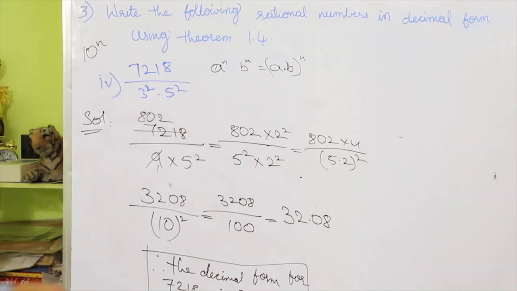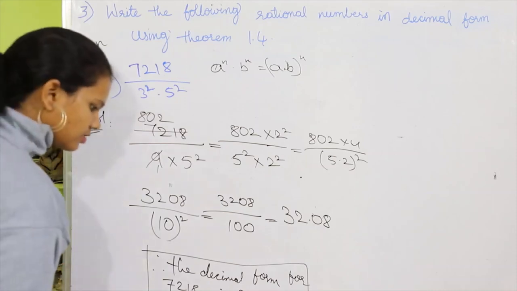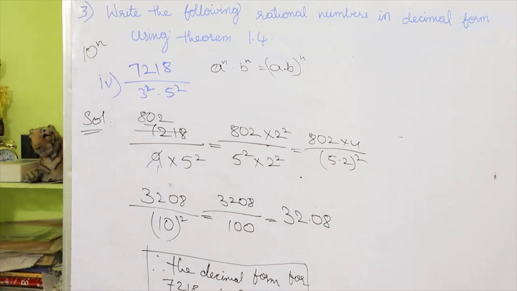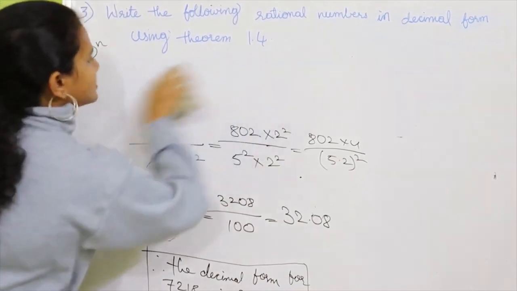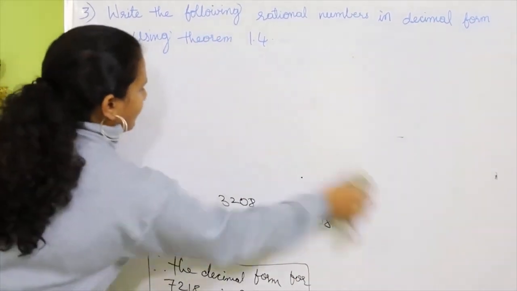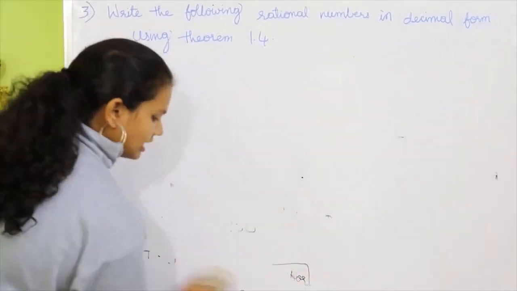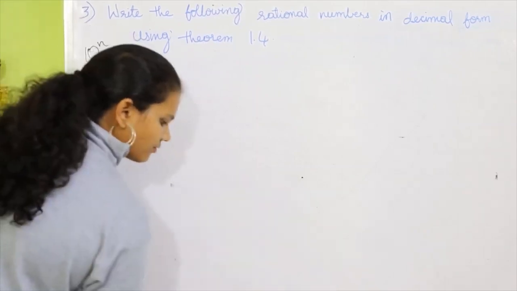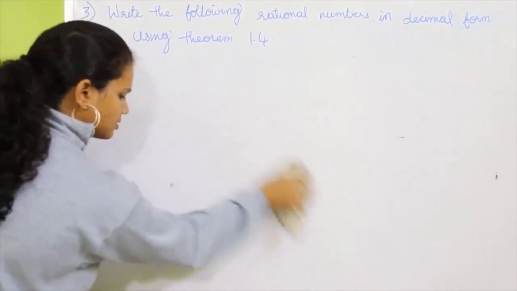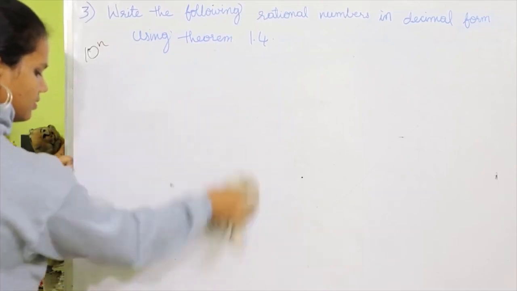Now let me go for the fifth one. Done with the fourth one. Let's go for the fifth one. This is the last one. Okay, we came to the last one. Now the last one is 143 by 110. So let's go with it.